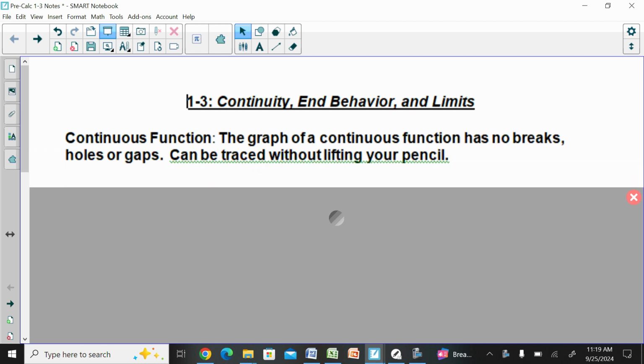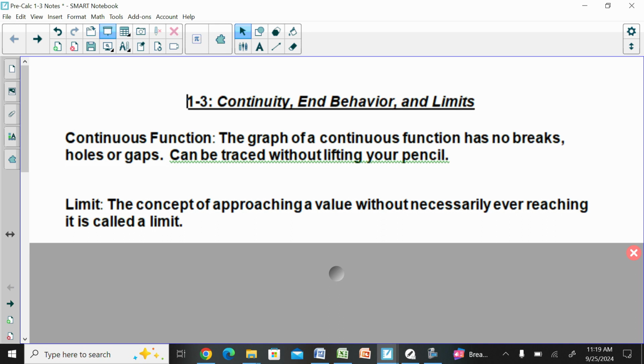All right, so continuous function. The graph of a continuous function has no breaks, holes, or gaps. So you've seen some of those where there's a hole in it, where a value doesn't exist at that point in the graph, or maybe there's breaks in there. We've seen all sorts of types of those graphs or gaps. Basically, you can trace the graph without lifting your pencil.